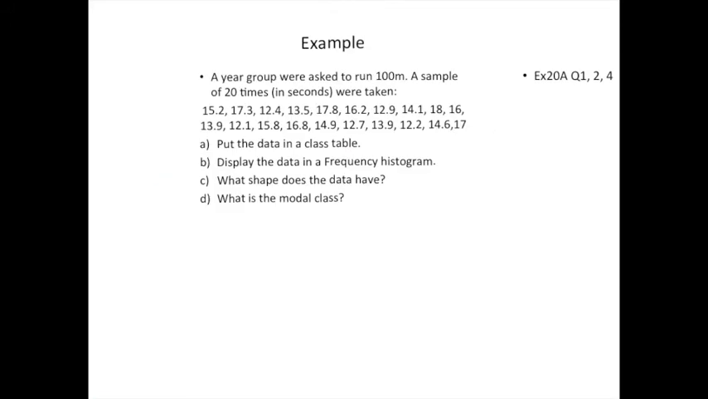A year group were asked to run 100 meters, and a sample of 20 times in seconds were taken. In other words, 20 running times. Okay, so there's all the seconds. Now, put the data in a class table. Display the data in a frequency histogram. What shape does the data have? And what is the modal class? Now, first of all, girls, is this categorical or numerical data?